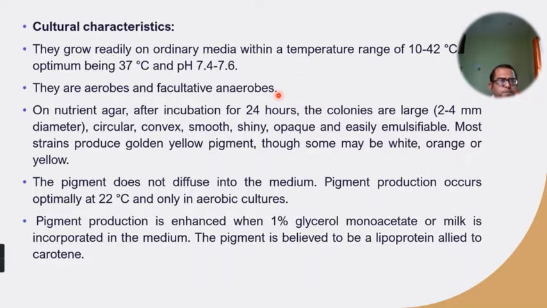And this pigment which is produced by this group of bacteria is not able to diffuse into the medium. Pigment production occurs optimally at 22 degrees Celsius and only in aerobic conditions. In anaerobic conditions, this bacteria is not able to produce any kind of pigment. Pigment production can be enhanced by adding 1% glycerol monoacetate or milk into the medium, and this pigment is a lipoprotein which is allied to carotene. So this is the cultural characteristic of this bacteria.